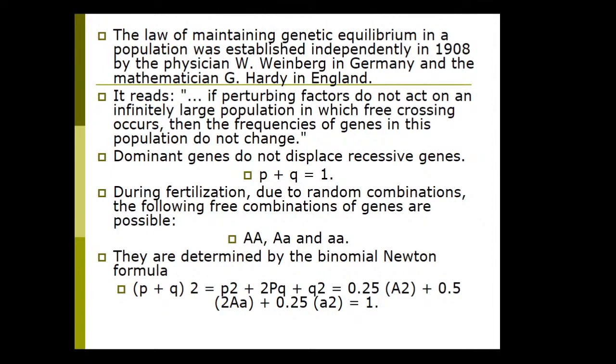During fertilization, due to random combinations, the following free combinations of genes are possible: big A big A, big A small a, and small a small a. All this we note as P squared, 2PQ, and Q squared, and they are determined by the binomial Newton formula. (P plus Q) squared means P squared plus 2PQ plus Q squared, and all this equals 1.